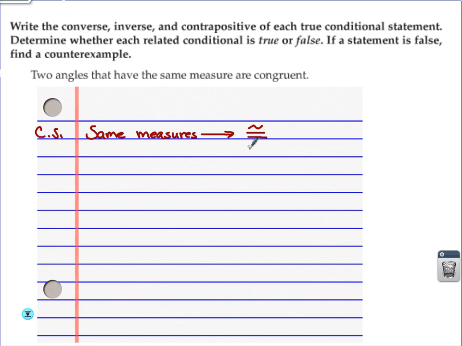And we're asked to find the converse, the inverse, and the contrapositive. Let's start with the converse. Nicole, converse, you simply switch them. Your original statement was, if two angles have the same measures, then they are congruent. Now flip-flop those and tell me what the converse of that would be. If two angles are congruent, then they have the same measure.